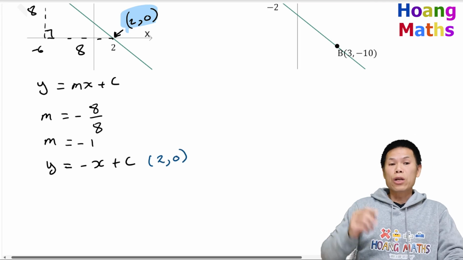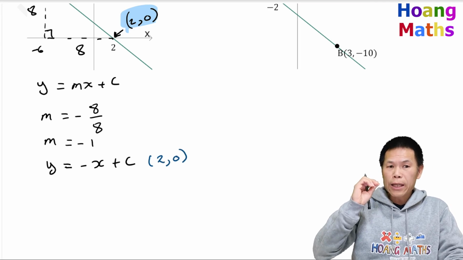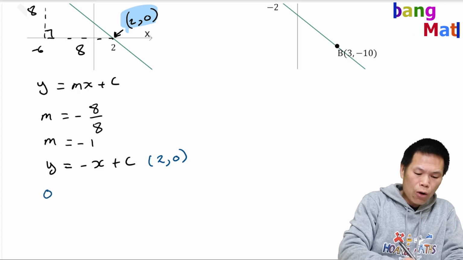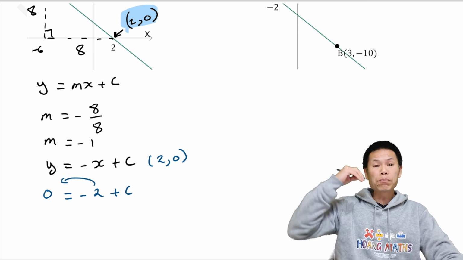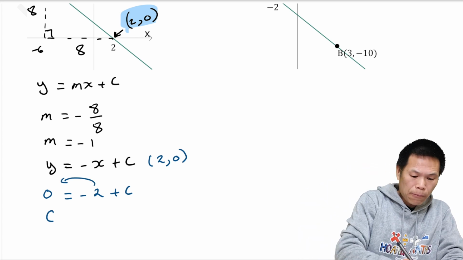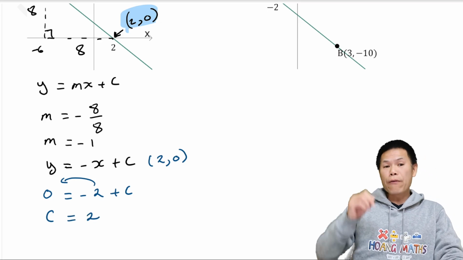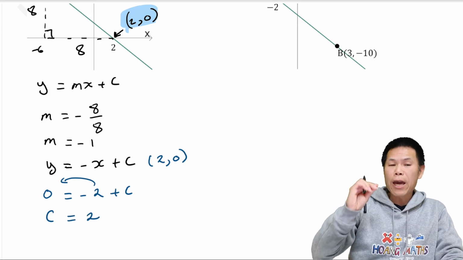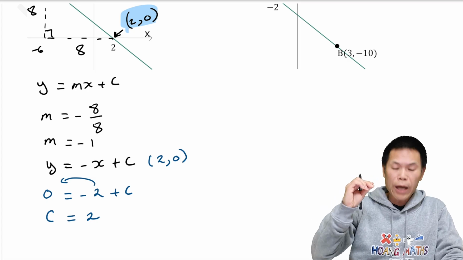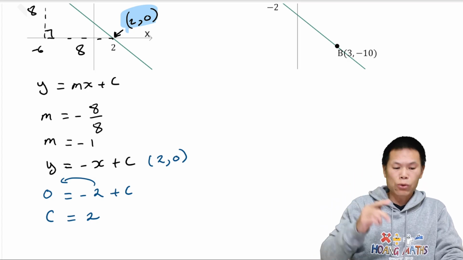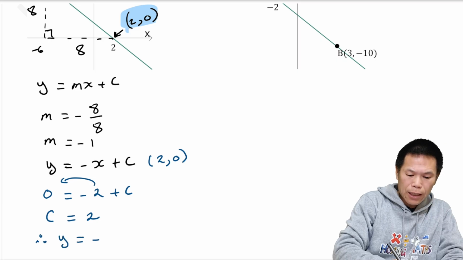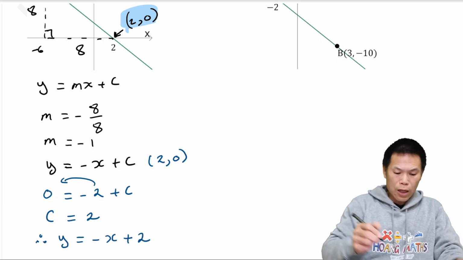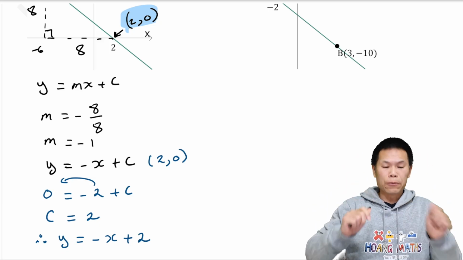So 2, 0, let me write it down here, of course. So when x is 2, y is equal to 0. So 0 is -2 plus c. And I move the -2 to that side, it becomes positive. So that means c is 2. So therefore, y is -x plus c becomes y equals -x plus 2. So therefore, y is -x plus 2. So there you go.